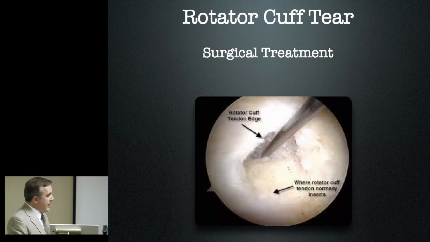But in the big tears, usually we end up repairing them. They used to do it open. Now we do it arthroscopically. The principles are the same. We need to get the tendon back to the bone, and we have to give it time to heal.